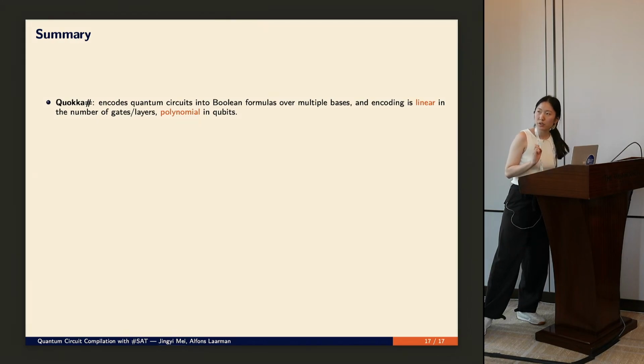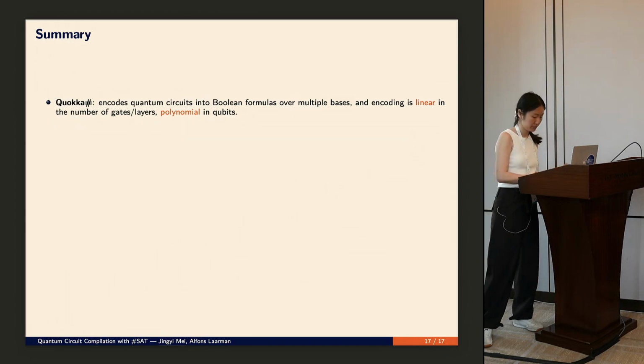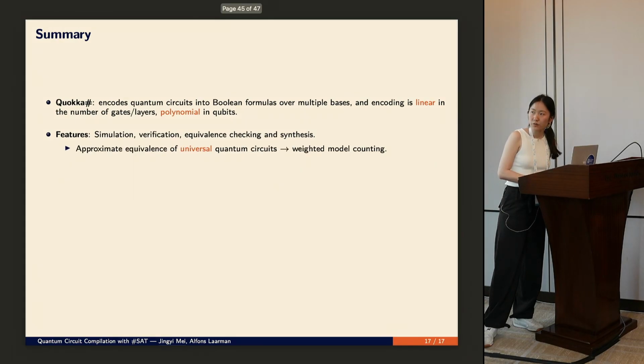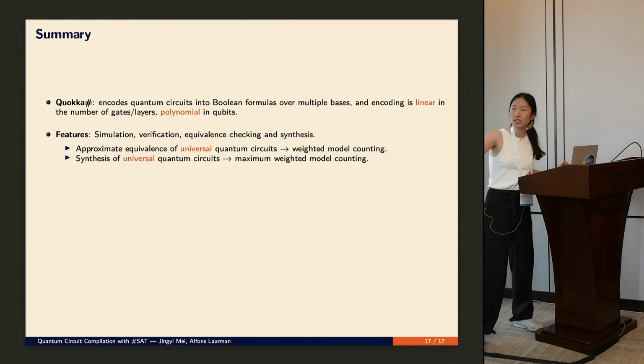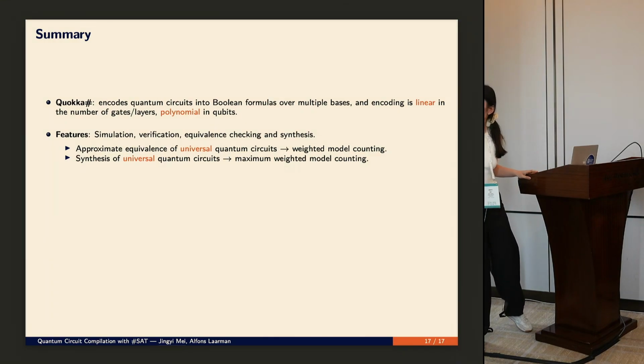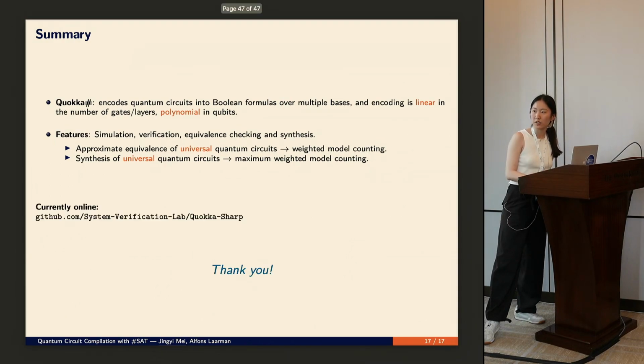So to wrap it up, we present this tool, Quokka Sharp, that can encode quantum circuits into Boolean formulas. And this encoding is linear to the number of gates and layers. It's also linear to the qubits for simulation, verification, equivalence checking, but it's polynomial to the number of qubits in the synthesis problem. And it has these 4 features we have talked about. And here we show that all these 3 problems can be reduced to weighted model counting, and the last problem can be reduced to a max weighted model counting.